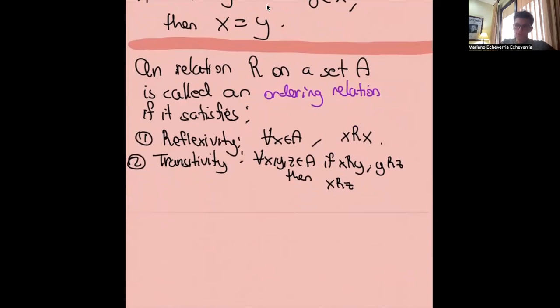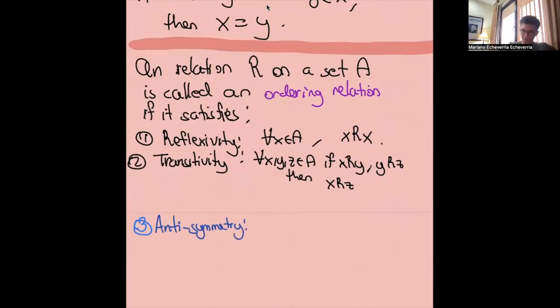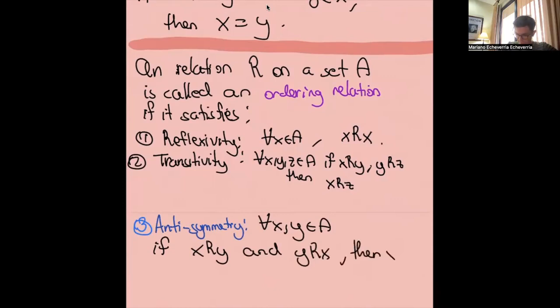And the last one, which I'll write with a different color because it's a new one, is called antisymmetry, or antisymmetric. That for every x and y in A, if x is related to y and y is related to x, then x equals y.